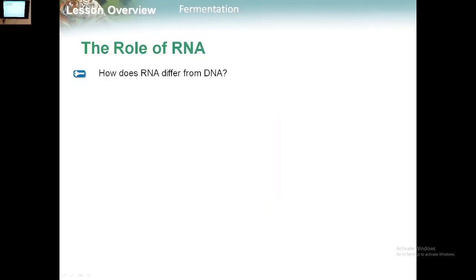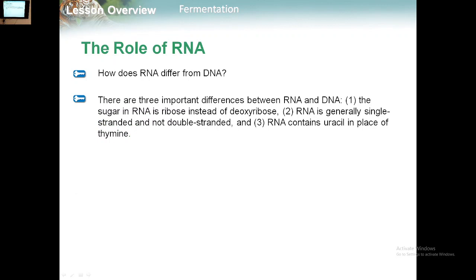How does RNA differ from DNA? Let's think. What's the difference between the RNA and DNA? Is there any differences between the DNA and RNA? What do you think? The answer is there are three important differences between the RNA and DNA.